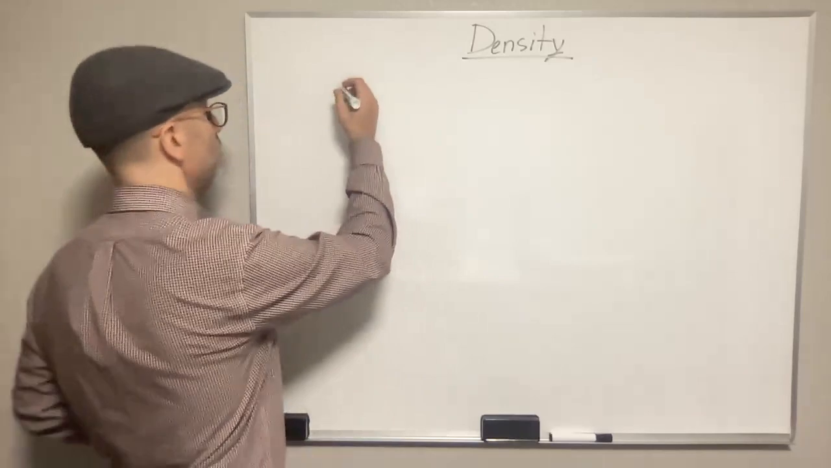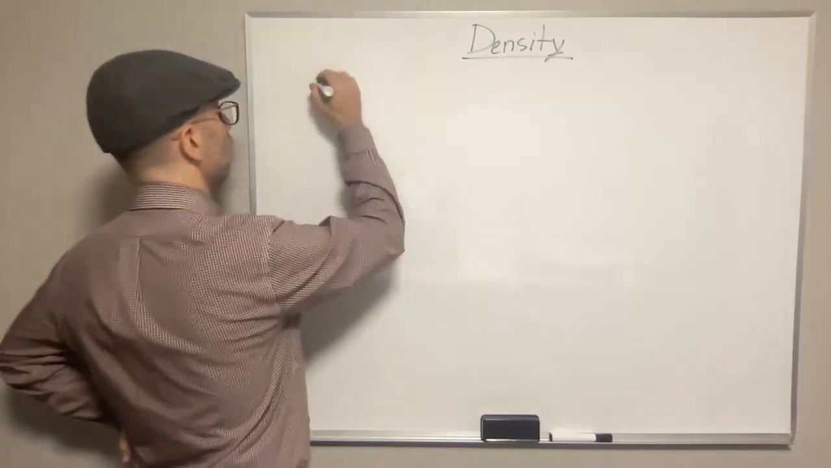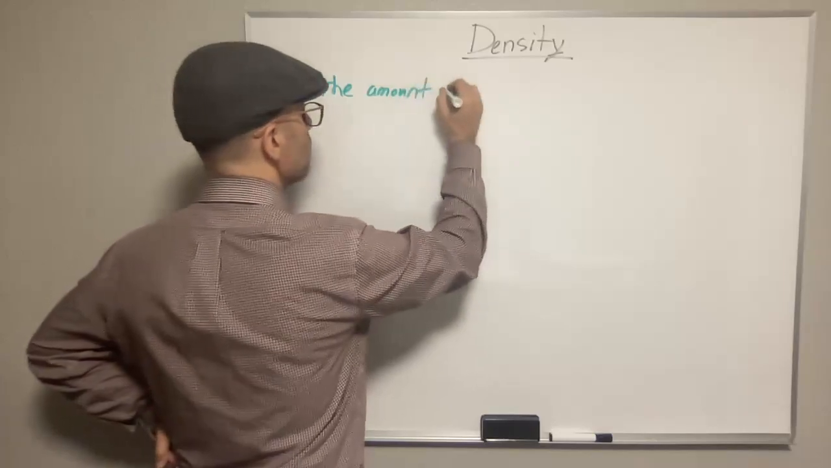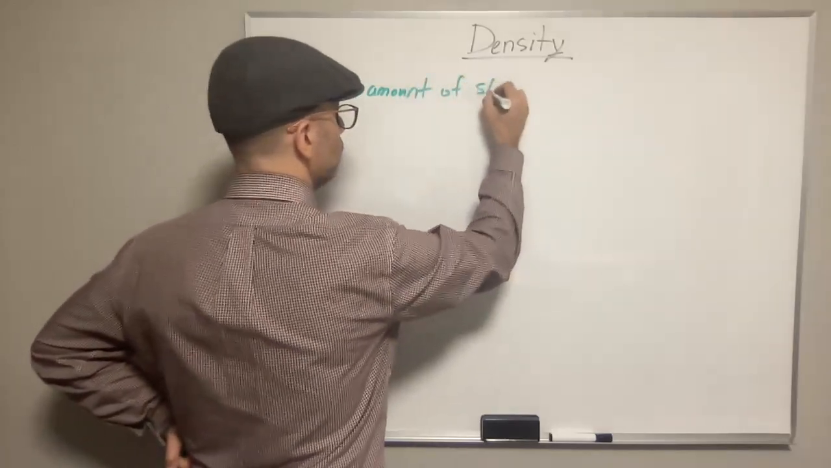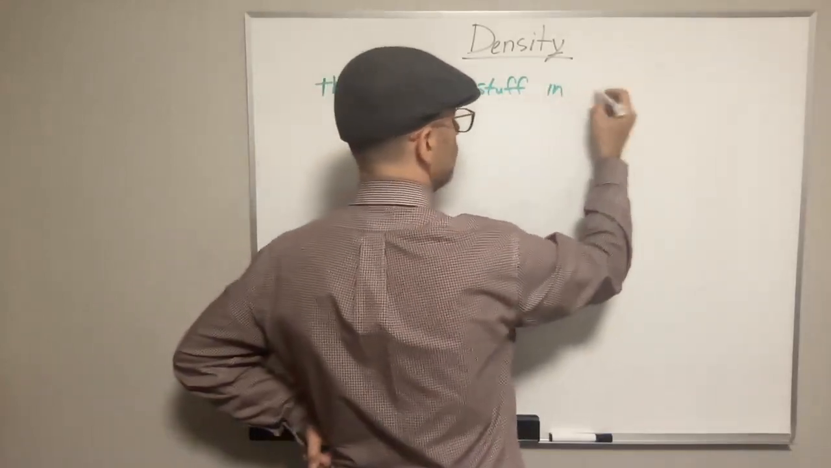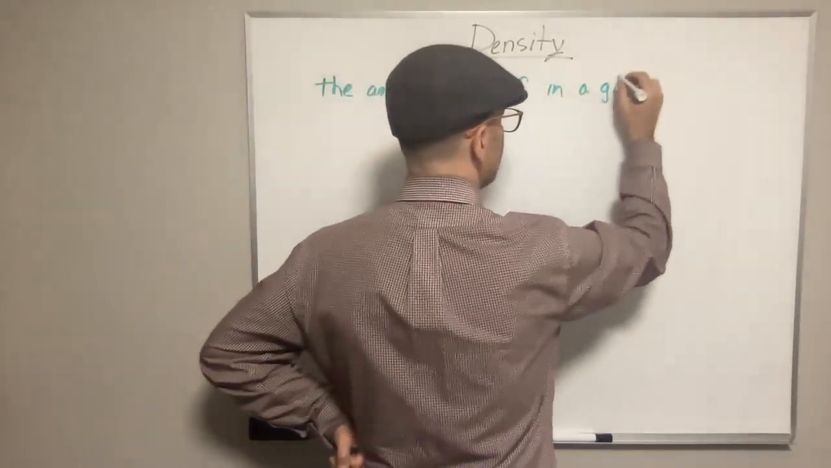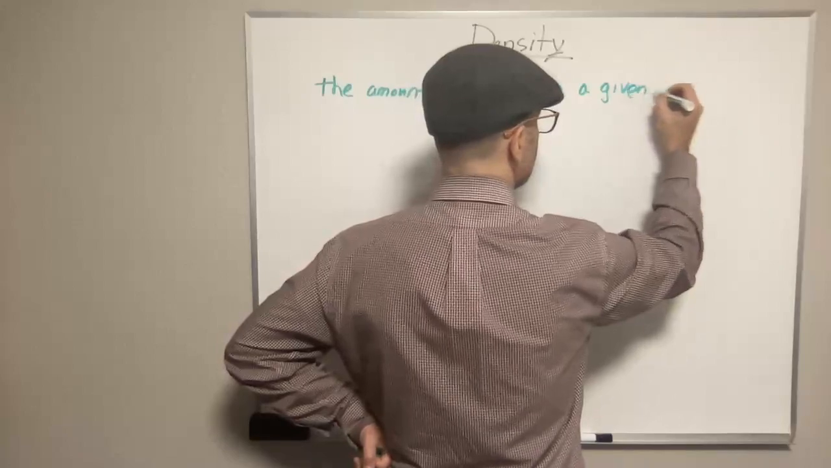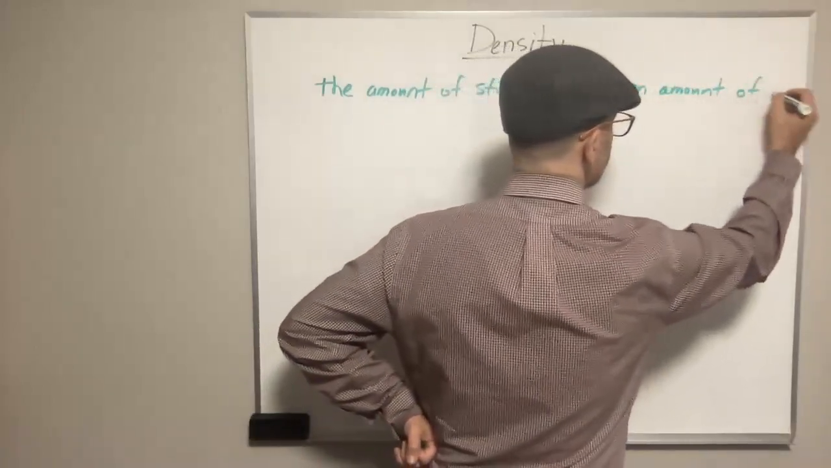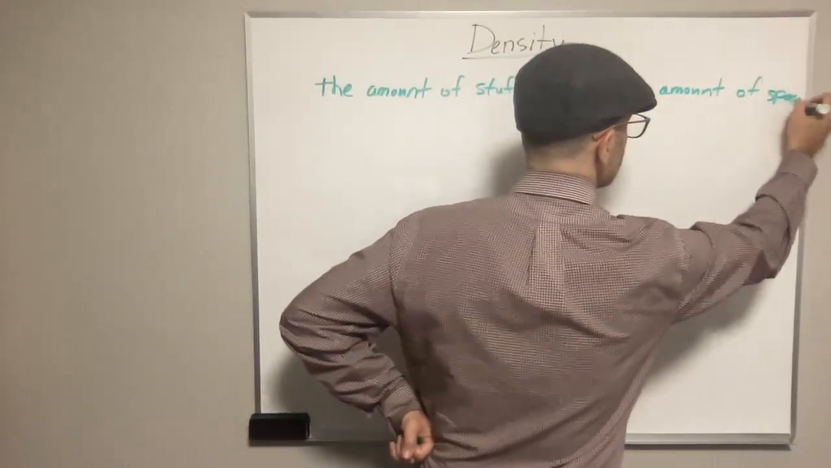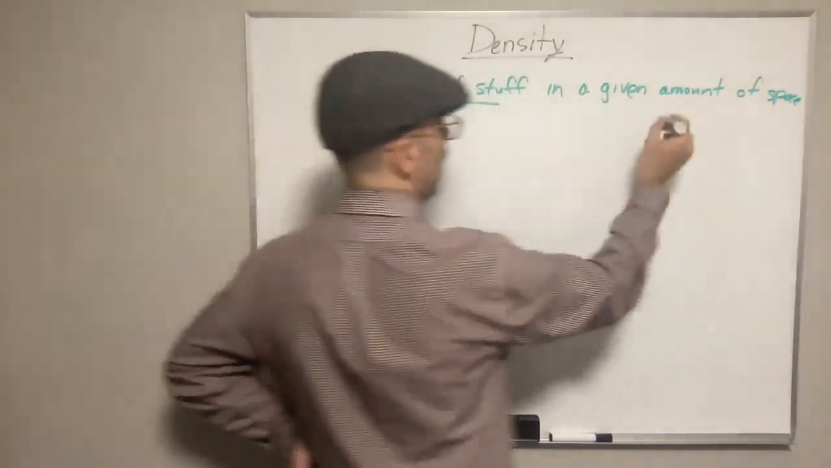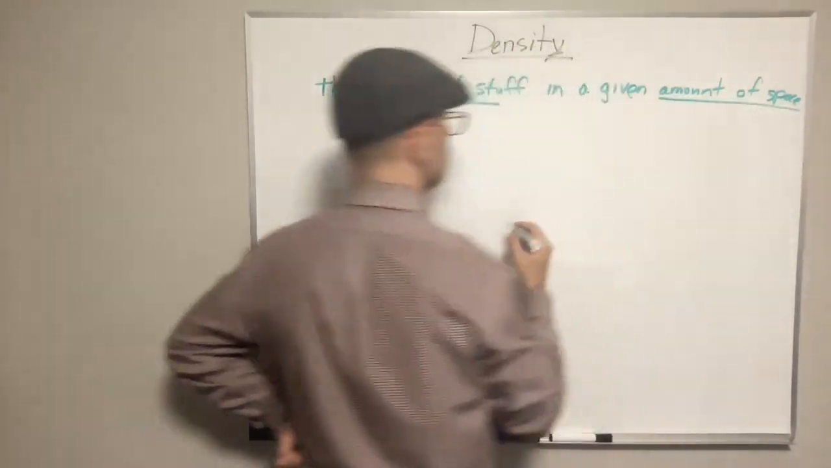So if we were to write this out, it is the amount of stuff in a given amount of space. Okay, so we have amount of stuff and we have amount of space.